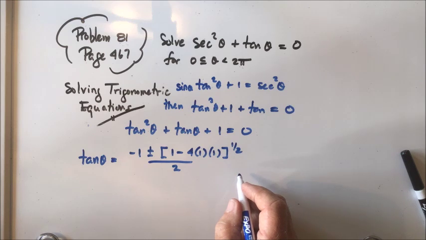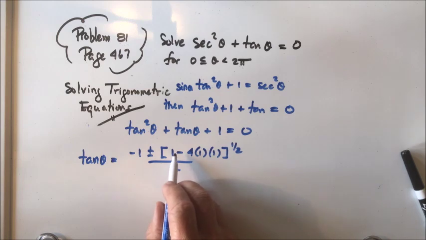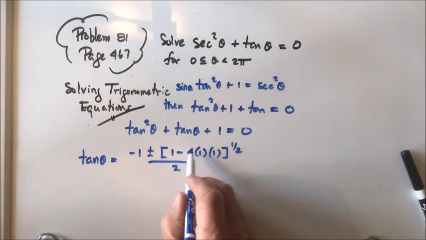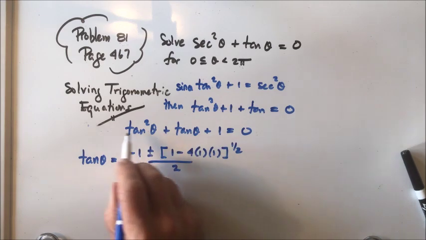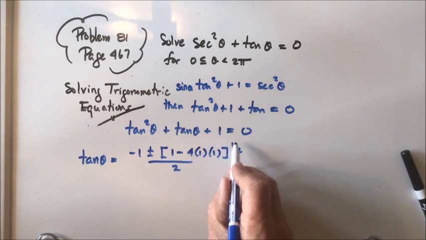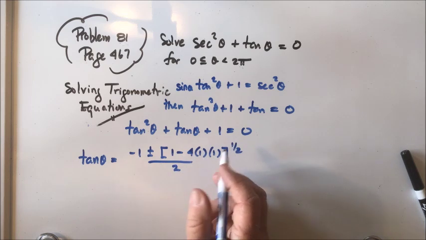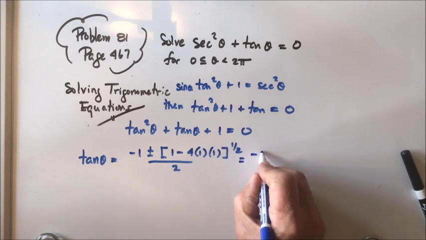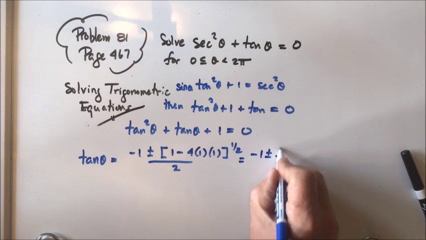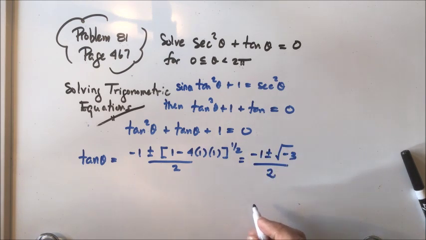And for those of you who are not saying oops, the reason the other people said that is because now I'm going to check it. Here's minus 4 times a times c. Yeah, sure enough, what I've got inside this square root is 1 minus 4, or minus 3. So this is minus 1 plus or minus the square root of minus 3, all over 2.